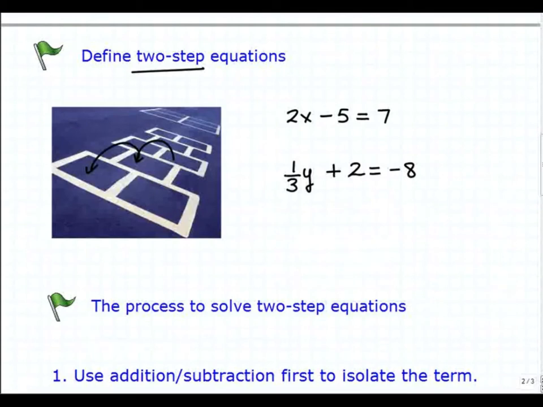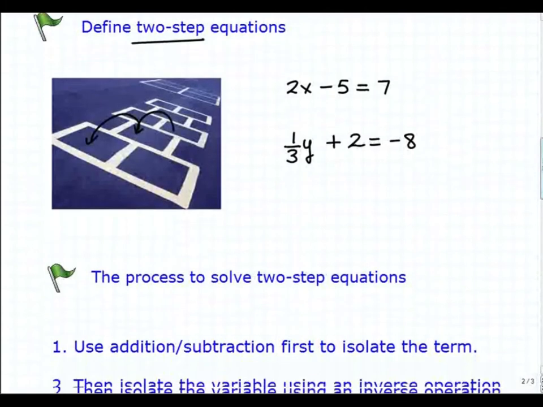Okay, not too difficult, but notice how we're building up to having a complete mastery of solving these linear equations in algebra. Okay, we start with one step, then we're going to add in two steps, and then eventually we're going to be looking at multi-step equations.